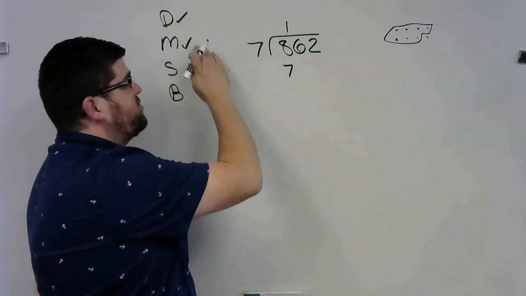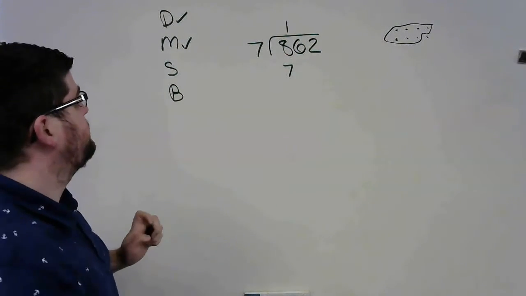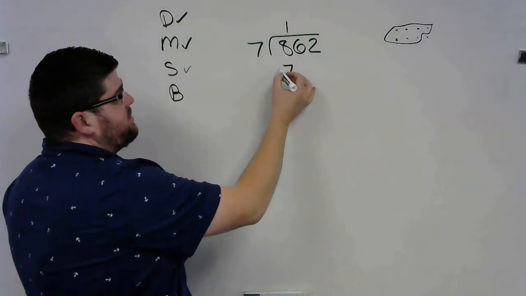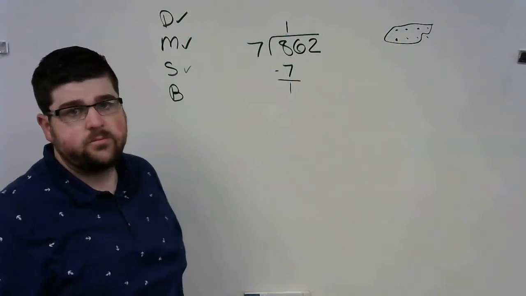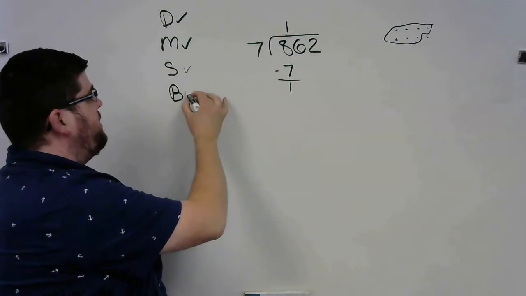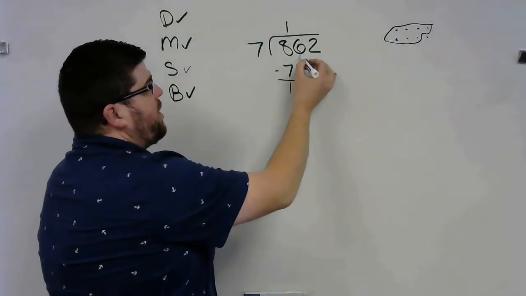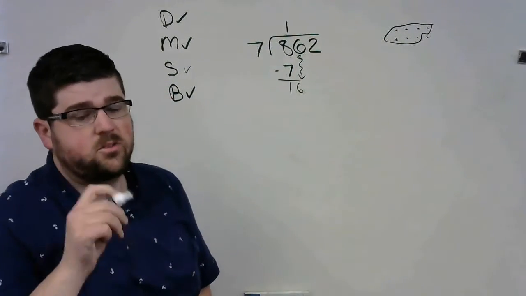And at first I'm just very, very careful to follow these steps. My next step is to subtract. 8 minus 7 equals 1. Check. And then the B means to bring down. So the number I bring down is the 6. I just bring down the one number next door.